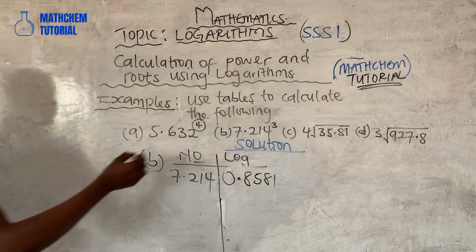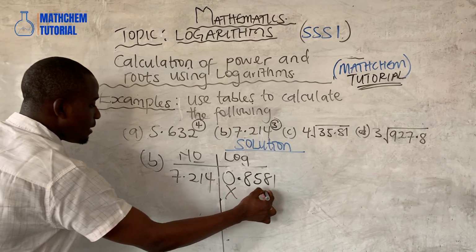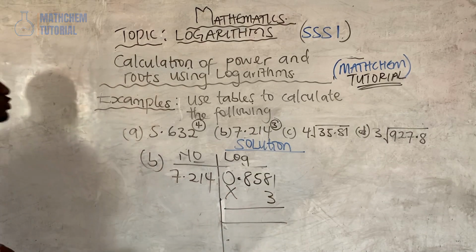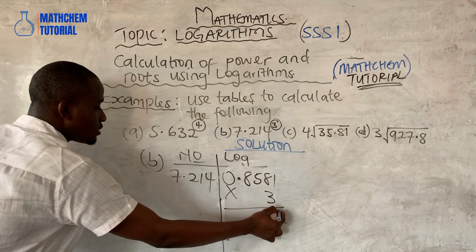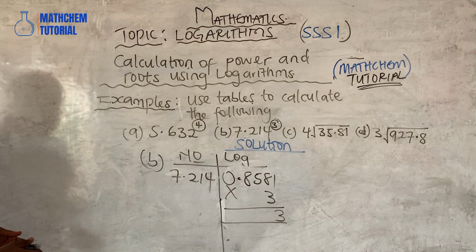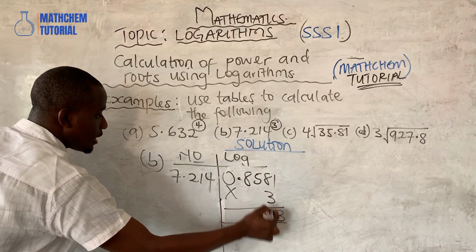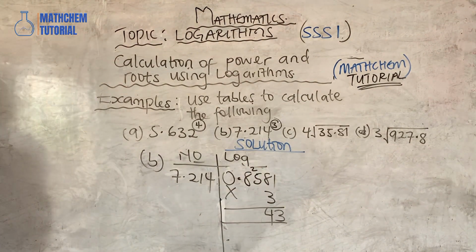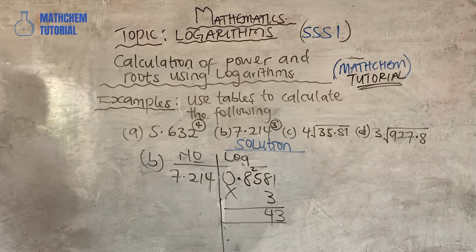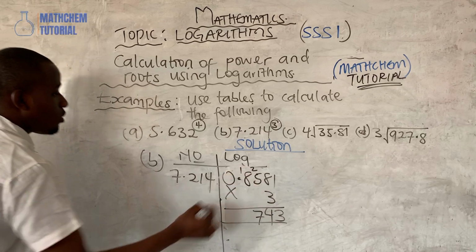It has the power of what? Of this 3 here. Meaning that we are going to multiply 0.8581 by 3. So while multiplying, 1 times 3 is 3. 8 times 3 is 24, because 8 times 1 is 8, 8 times 2 is 16, 8 times 3 is 24. So I will write my 4 here, then put my 2 here. Then 5 times 3 is 15. 15 plus that 2, that is 17. So I will write 7 here and put my 1 here.